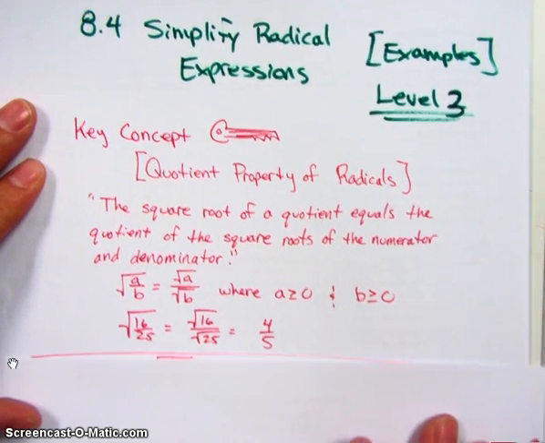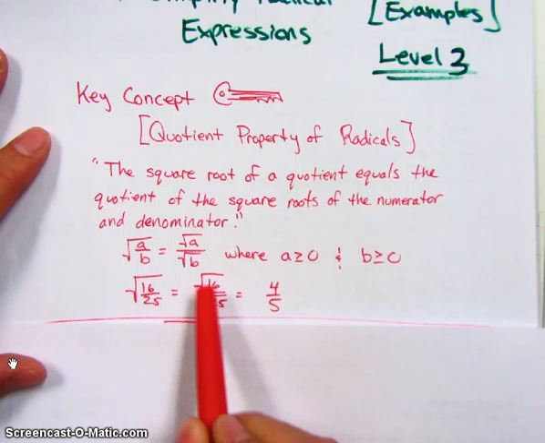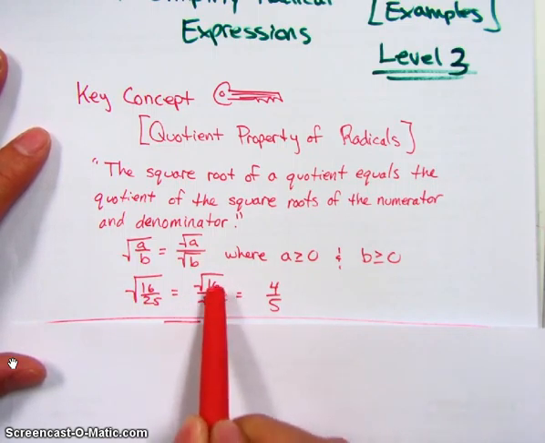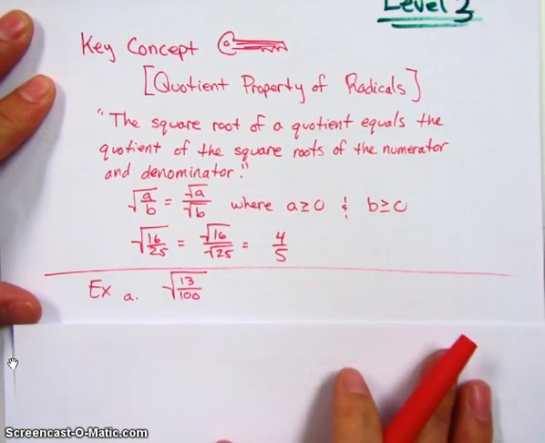Okay, so what do I mean by that? Like this. Look, the square root of 16 over 25 is the same thing as the square root of 16 over the square root of 25. And so I can simplify the square root of 16 to 4, the square root of 25 to 5. Simple. Okay, let's take a look at this example.